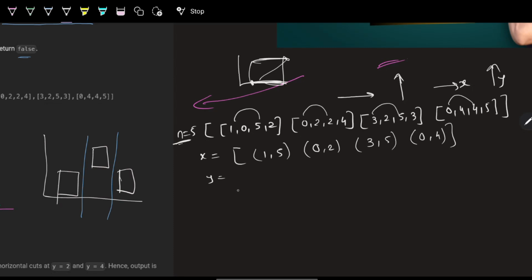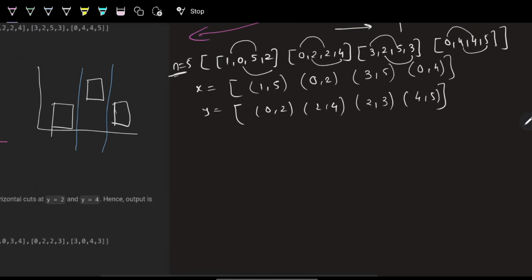Okay, same for the y. So again, for y this will be 0 2, 2 4, 2 3, 4 5. Correct. Now if you see, I will sort them.